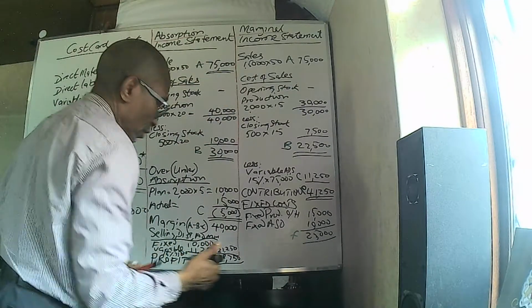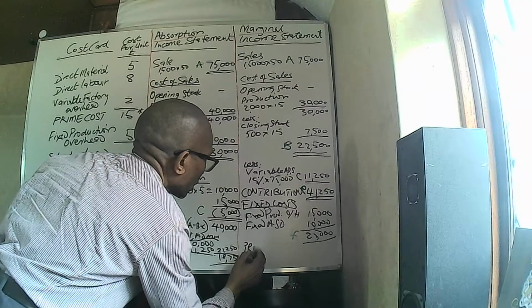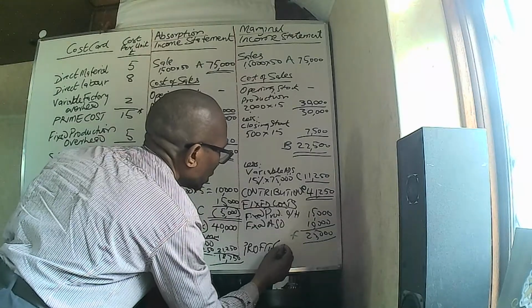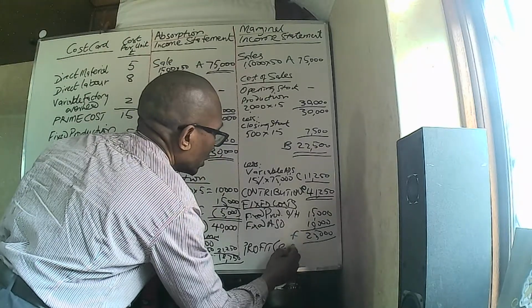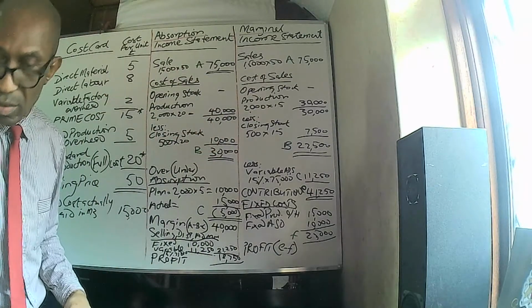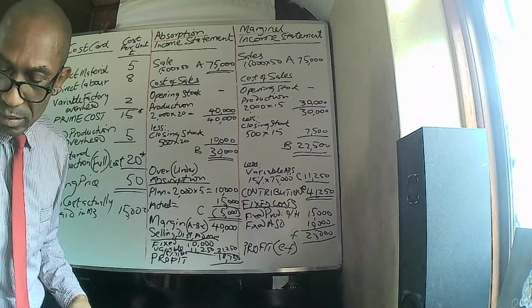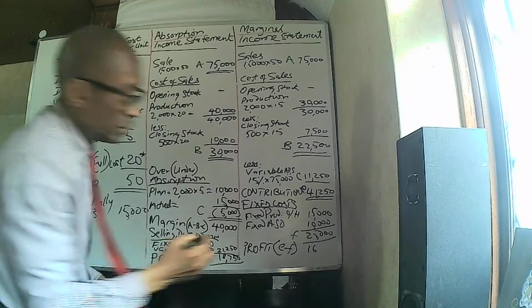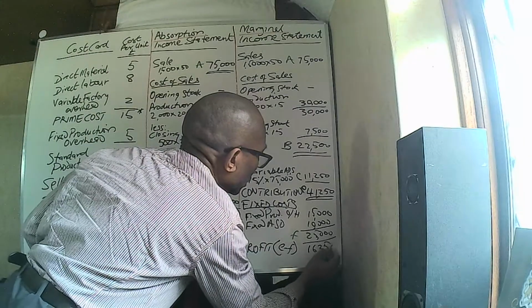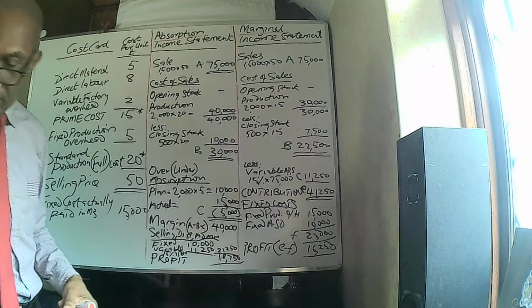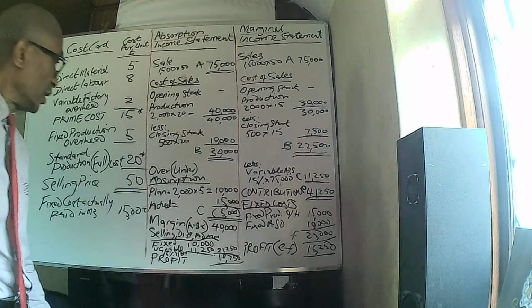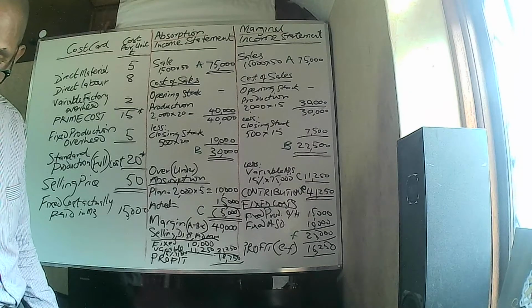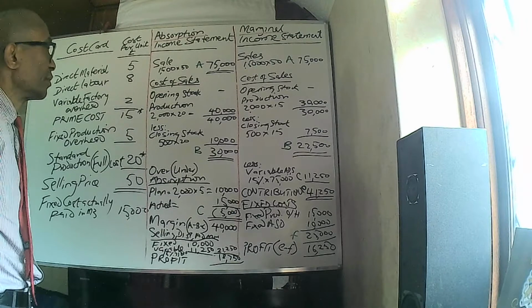My profit will now be E, which is contribution, minus F, which is fixed cost, minus 25,000, which is 16,250. That is my profit under marginal costing, as opposed to 18,750 under absorption costing.